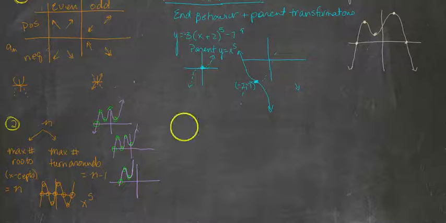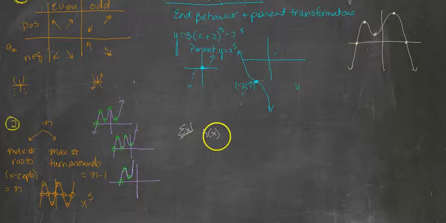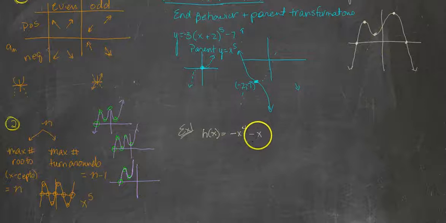All right, so this would be a good time for an example. So example 1, we're going to evaluate, for the purpose of graphing, the function h of x equals negative x to the 4th minus x cubed plus 2x squared.